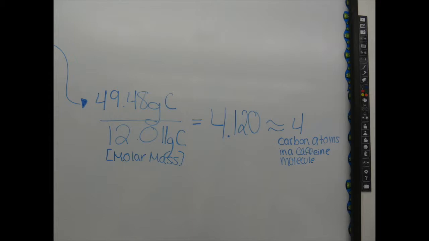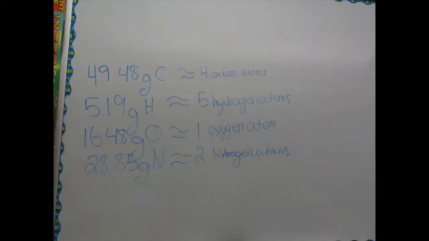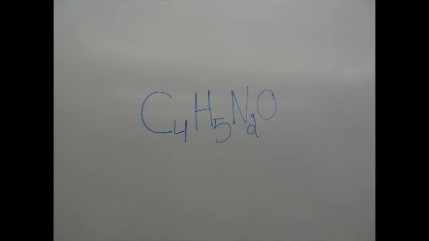Great! Now why don't you try the rest of them? Good job! It is found that there are 4 carbon atoms, 5 hydrogen atoms, 2 nitrogen atoms, and 1 oxygen atom in the molecule of caffeine. Here is the molecular formula: C4H5N2O. An empirical formula is the molecular formula where the subscripts are in their lowest factors, but are still proportional to the molecular formula. Because each of the subscripts in this molecular formula are already at their lowest factors, the molecular formula of caffeine is also the empirical formula.